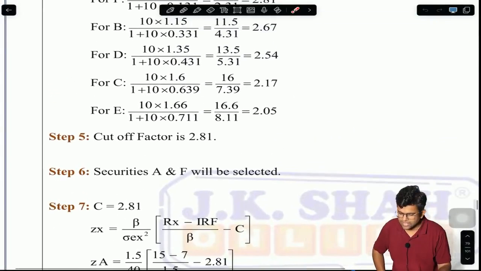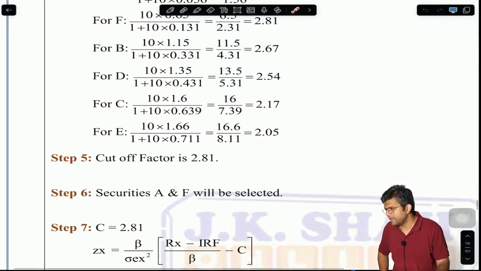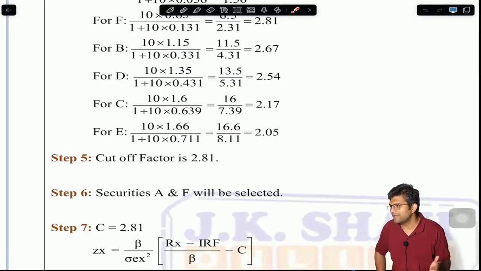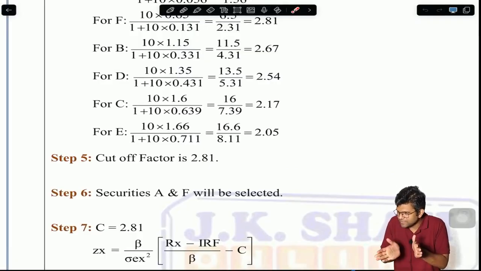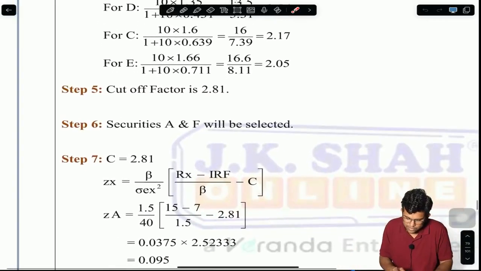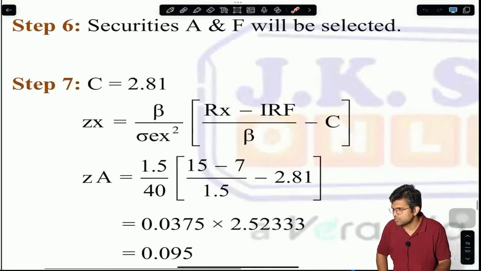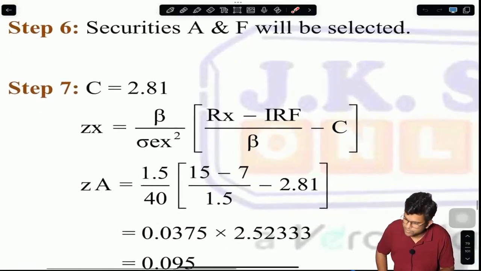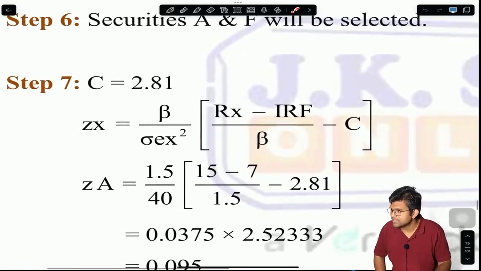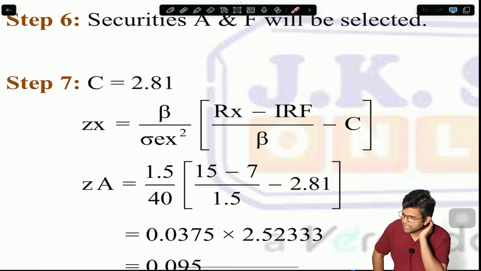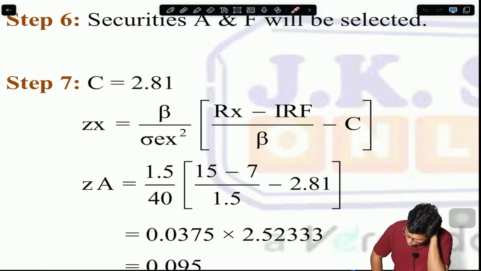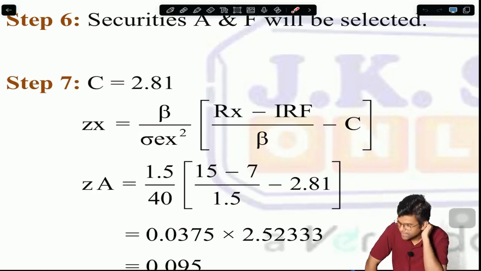Now students, it is time to calculate the weights. Now A and F are there, no? In what weights will you invest in A and F? For that you have to calculate something called the Z value. This is not the Z value of the probability distribution curve. This is something else. Z is equal to beta upon sigma e squared, the whole into Rx minus IRF upon beta minus C.